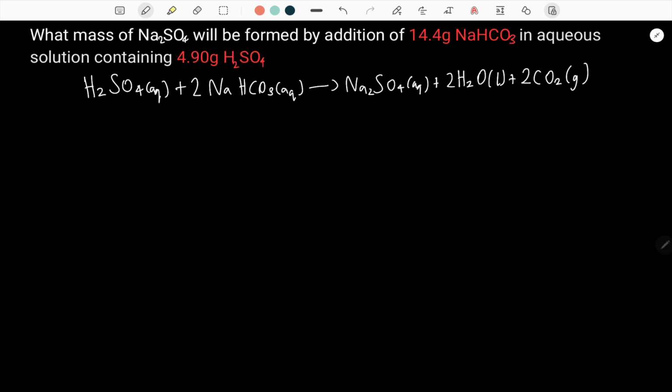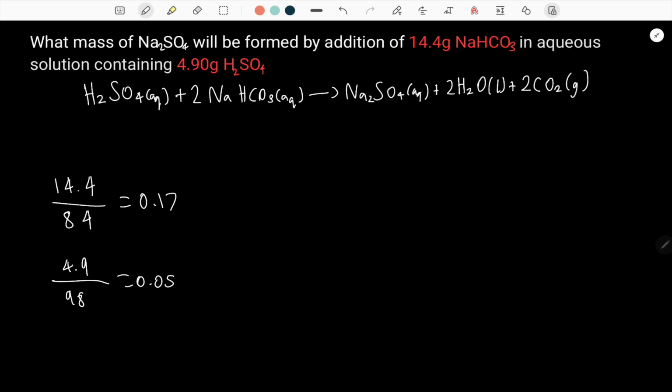In this question, we are given the mass of NaHCO3 and H2SO4. The first step is to always convert these to number of moles. Let's do that now. Just doing mass divided by molar mass, we get 0.17 for NaHCO3 and 0.05 for H2SO4. Now let's write that here.